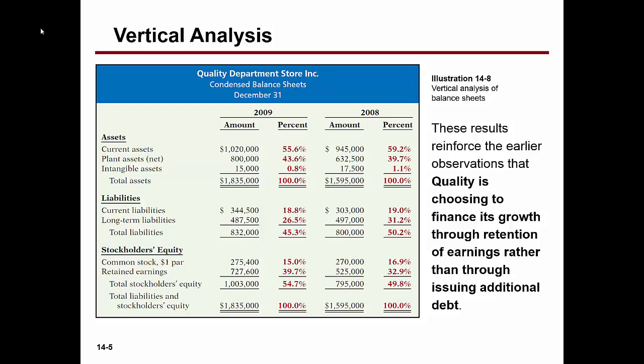Okay, 55.6. All right, good. Now, let's do another one. Let's try current liabilities, 344,500. And we're going to do that as a what? As a percentage of our total liabilities and stockholders' equity, which so happens to also be the amount of our assets, doesn't it? Because assets equals liabilities plus stockholders' equity, right? You take 344,500 and divide that by 1,835,000. Does that give you 18.8%?